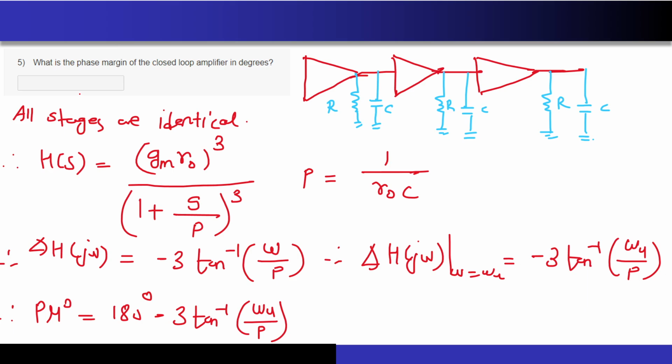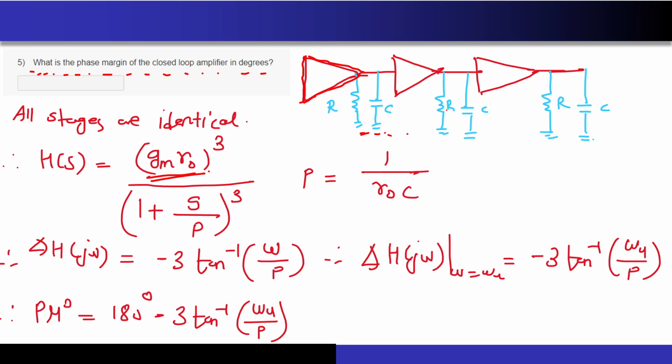Now once this is clear, it is asking me to calculate what is the phase margin of the closed loop amplifier in degrees. So what I have done, I have just taken these amplifiers, and I have represented the load resistance and the capacitance that is present at the output of each and every stage. Since first I have to calculate the transfer function, only then I can get the phase. So this is the DC gain, that I can write without even worrying about the frequency.